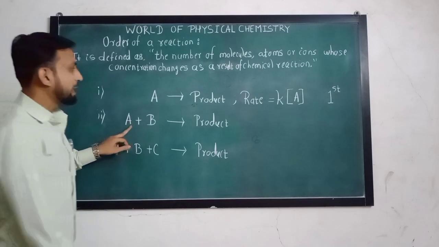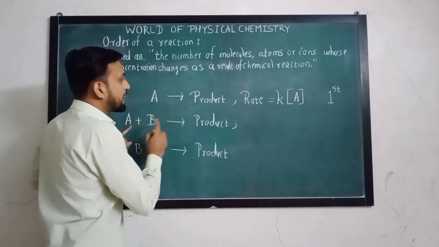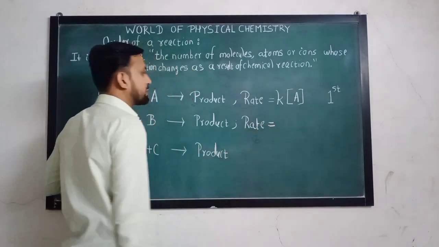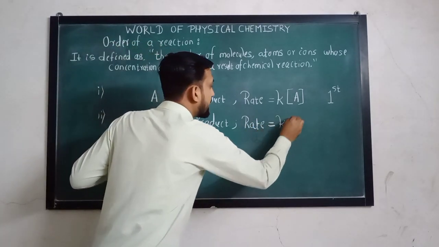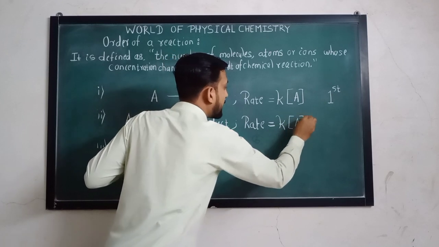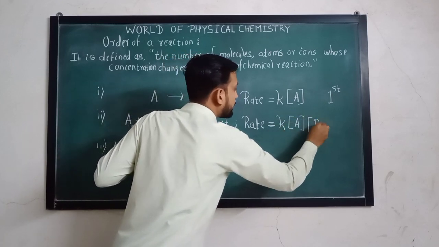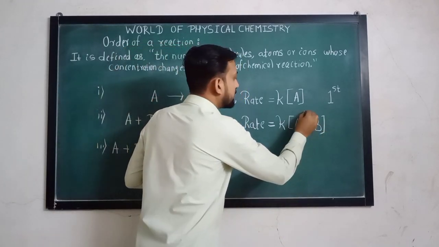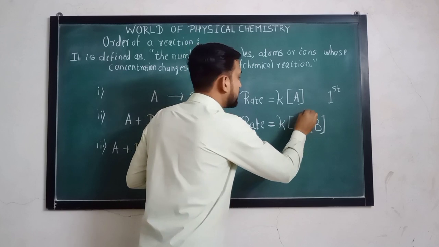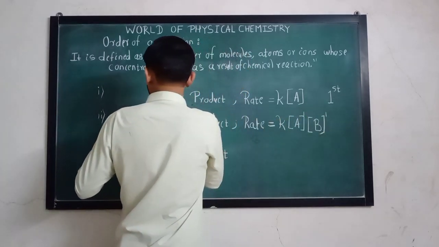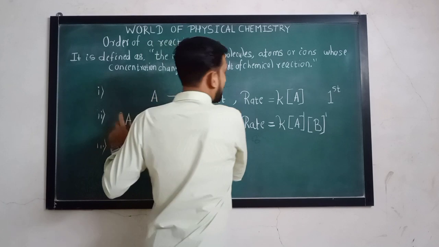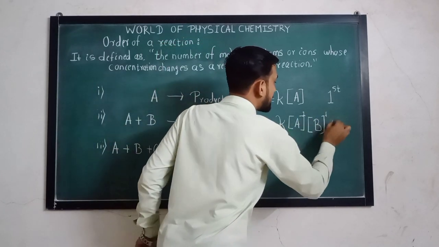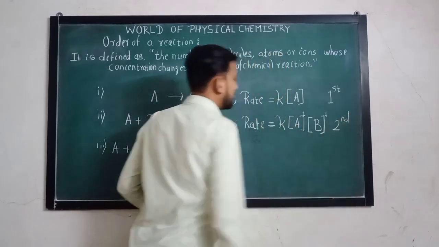Similarly, for this second reaction we can perform the experiment, and from the experimental knowledge we can set up the rate law as rate is equal to K into concentration of A into concentration of B. Then the order of reaction is given by the powers raised on the concentrations of reactants A and B. Here 1 and 1 change, therefore 1 plus 1, it is second order.